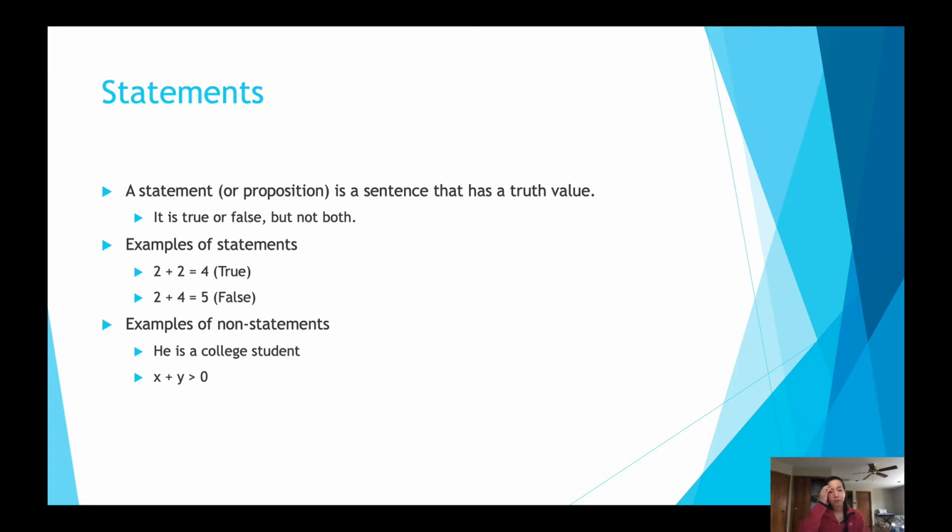Another example is x plus y is greater than 0. We don't know what x is and we don't know what y is. x could be 1 and y could be 2. Okay, so 1 plus 2 is 3. 3 is indeed greater than 0. However, x could also be negative 1 and y could be negative 2. And negative 1 plus negative 2 is negative 3. And negative 3 is not greater than 0. So this expression could sometimes be true, but it could also sometimes be false. So it's not always true or always false.